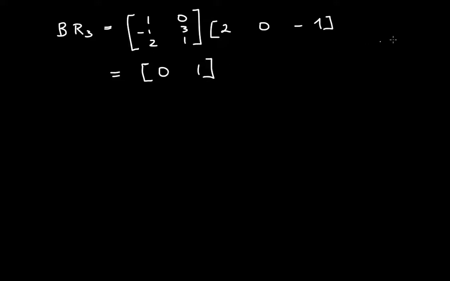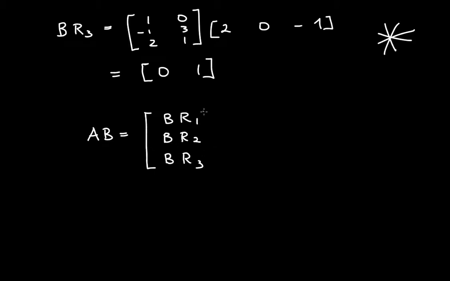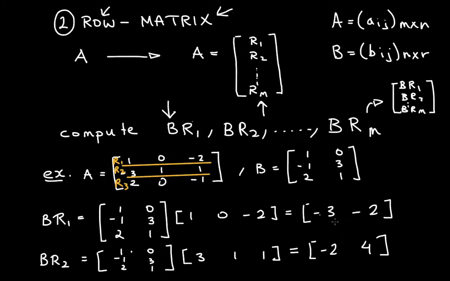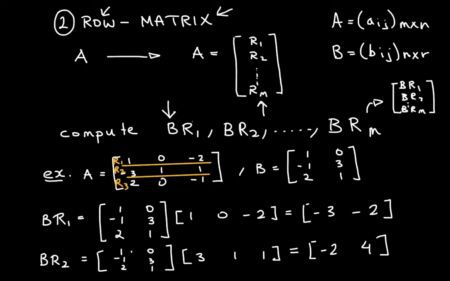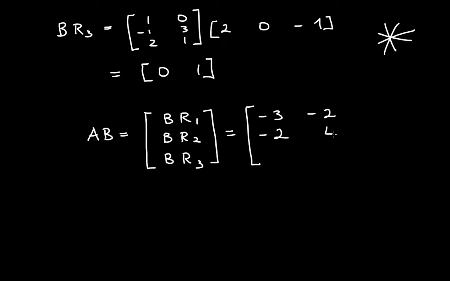Again, if you need help with matrix multiplication, just watch the previous video. This is just supposed to show you the partitioning part. When you want to put them together, you put them all together. So your answer would be B row 1, and then B row 2, and then B row 3. From this, the top one, as you can see, is negative 3, negative 2. The second one was negative 2, 4. And the last one would be 0 and 1.